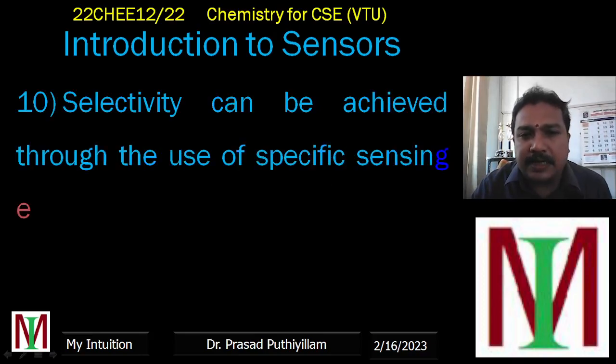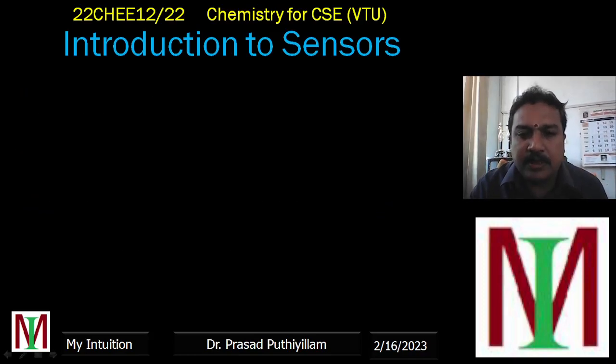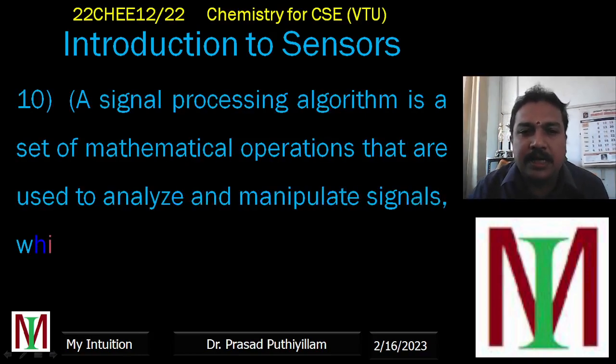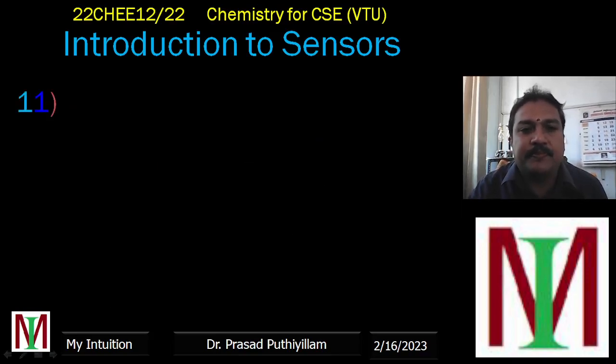Tenth point, selectivity can be achieved through the use of a specific sensing element or through signal processing algorithms. So you use a specific sensing element, that is a chemical that we use in the device, and with the support of a signal processing algorithm. It is a mathematical operation. A signal processing algorithm is a set of mathematical operations that are used to analyze and manipulate signals, which are a representation of data over time or space.